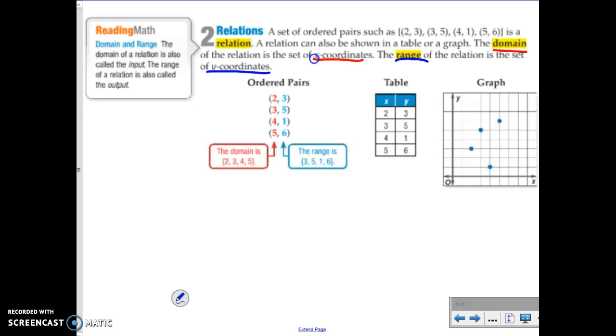So taking a look here, we've got the ordered pairs (2, 3), (3, 5), (4, 1), (5, 6). The domain is all of the x numbers, and the range are all of the y numbers. Coming over here and making a table, it's pretty simple. You just write an x here and a y here, and you list down all of those coordinates.